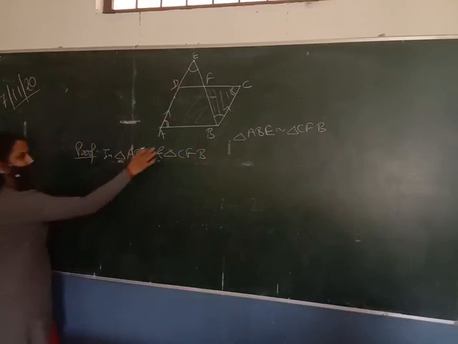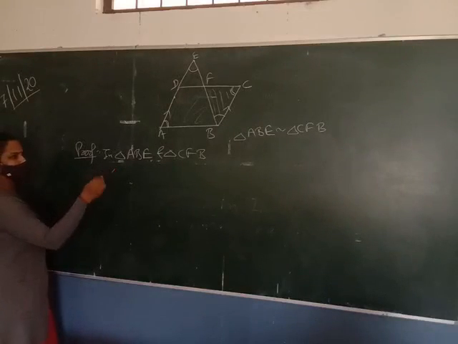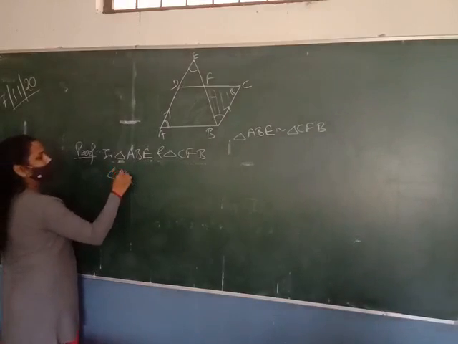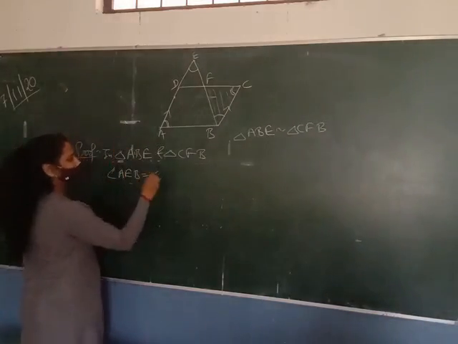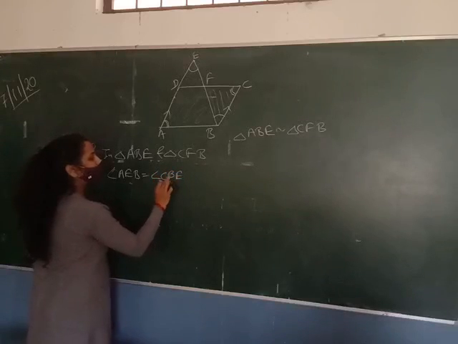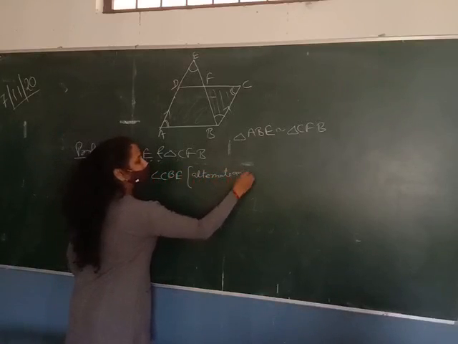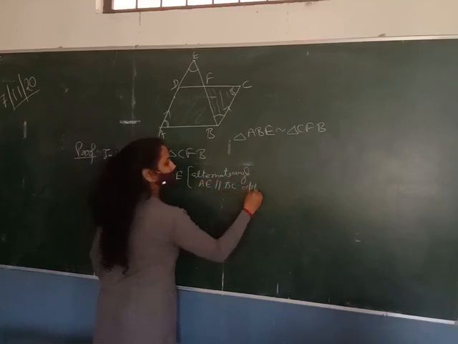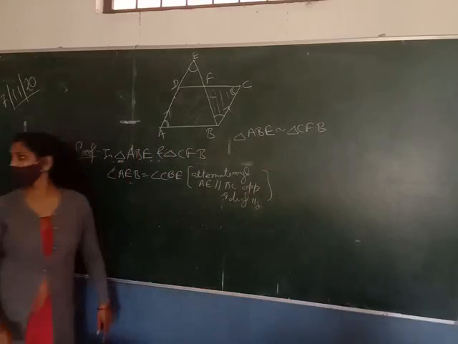Conditions: AE is parallel to BC. You can write in brackets that these lines are parallel to each other, so we are using the alternate angles. So name the angles: angle AEB is equal to angle CBE. These are alternate angles because AE is parallel to BC, opposite sides of the parallelogram. Okay, good. Now the second condition.